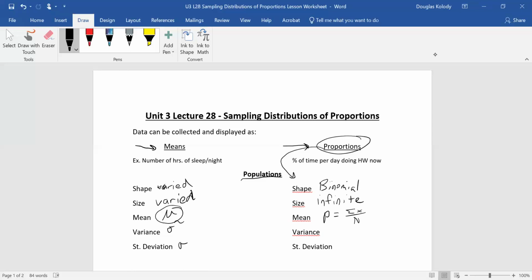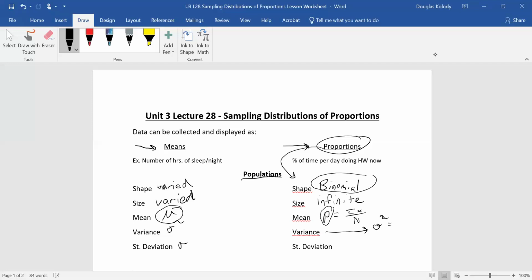Sounds like the mean, doesn't it? Or the mu, doesn't it? It is. It's a fraction, though. The variance is still going to be written as sigma squared. Now, binomial populations for means are usually n times p. We'll get to that in just a second. But here I just see that the mean is p. Where did the n go? I'll talk about that.